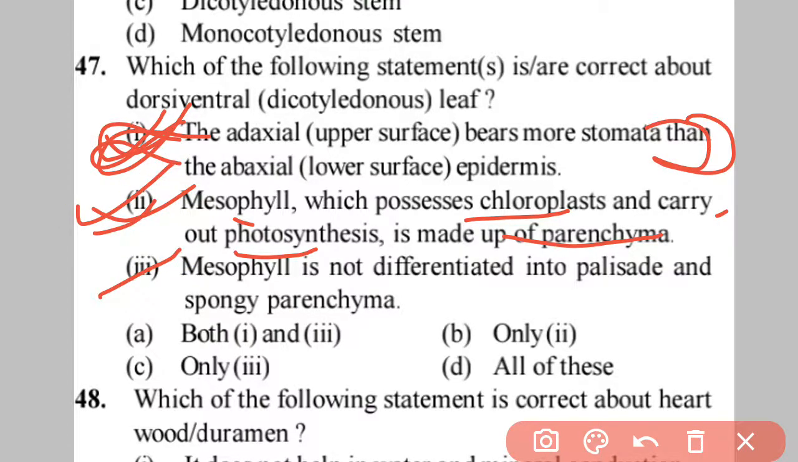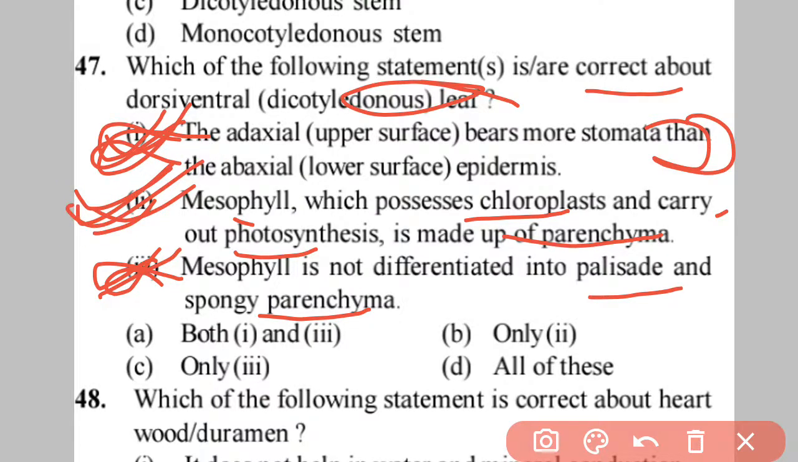Let's check the third one. Mesophyll is not differentiated into palisade and spongy parenchyma. No, this is not correct. Yeah, it is differentiated mainly. So that's why it is not correct. And you can see in this question we have asked correct about dicot leaf. So only the second statement is correct here. So option B is correct. Okay. Let's move on to the next question.